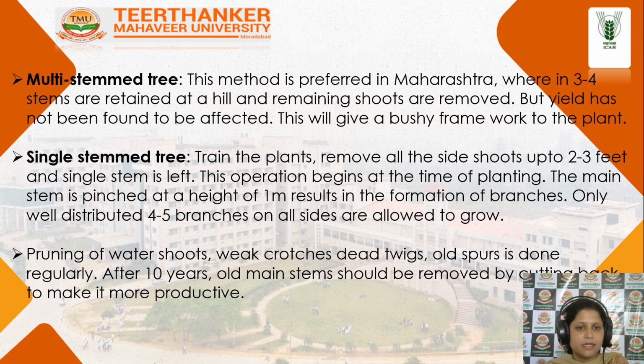If we talk about single stem tree, to train the plants, remove all the side shoots up to 2 to 3 feet and a single stem is left. This operation begins at the time of planting. The main stem is pinched at a height of 1 meter, which results in the formation of branches. Only well distributed 4 to 5 branches on all sides are allowed to grow. Pruning of water shoots, weak crotches, dead twigs, old spurs is done regularly. After 10 years, the old main stem should be removed by cutting back to make it more productive.